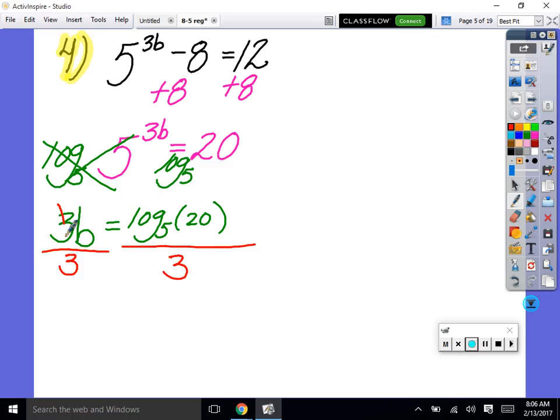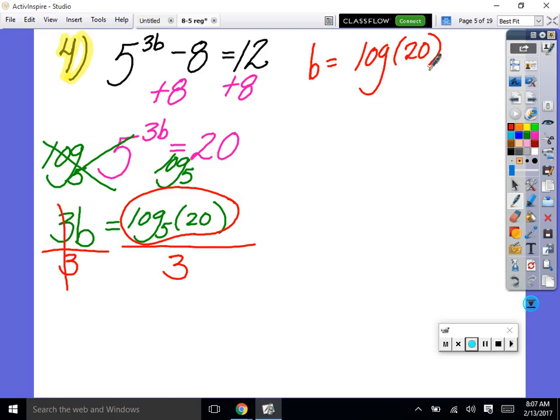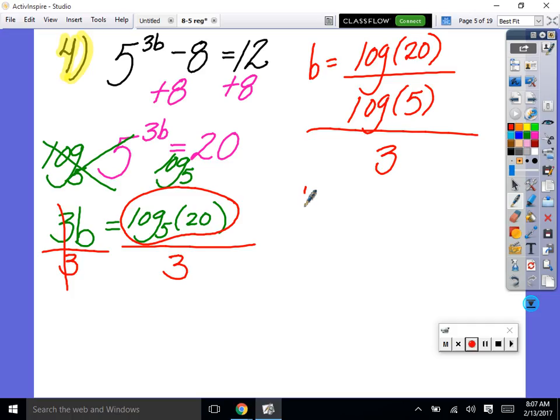Last step to get b alone would be divide both sides by 3. And now we're dealing with the same type of thing. So we have b is equal to log of the base 5 of 20 divided by 3. Now notice we don't know how to type this into our calculator without using the change of base formula. So we would rewrite this as b is equal to log of 20, using the change of base formula, divided by log of 5, and for that top part I rewrote it, divided by 3. So we get b is equal to, type it in. And we're rounding to 4 decimal places, so 0.2605.